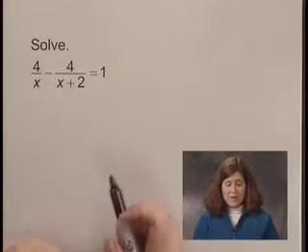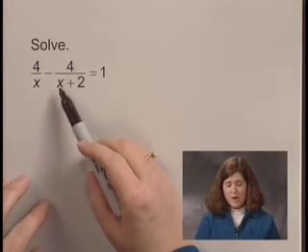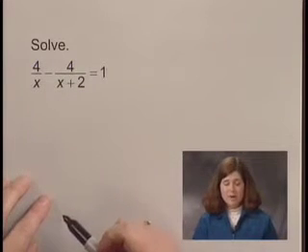In this problem, we have an equation that has some variables, or a variable, in two denominators. We have the equation 4 over x minus 4 over the quantity x plus 2 equals 1.